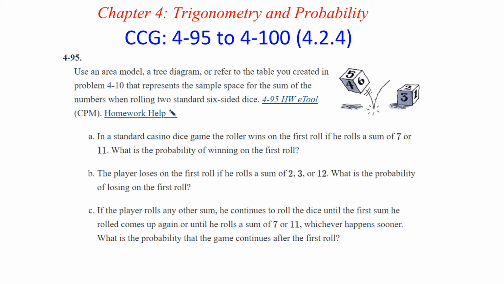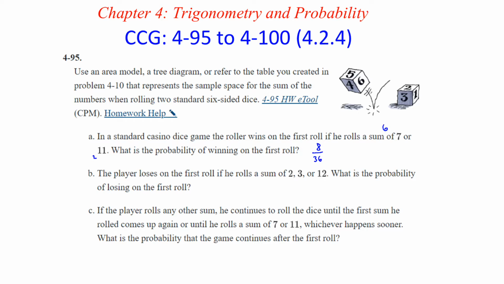Part A. In a standard casino dice game, the roller wins on the first roll if he rolls a sum of 7 or 11. What is the probability of winning on the first roll? So you really need to go back to question 4-10 or recreate that table so that you know what all the possibilities are. There's 36 possibilities, and out of those 36, there's 6 that give you a sum of 7, and there are 2 that give you a sum of 11. So that's a total of 8 out of 36 for your probability.